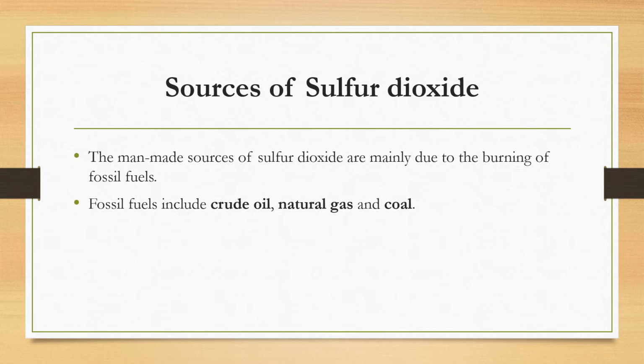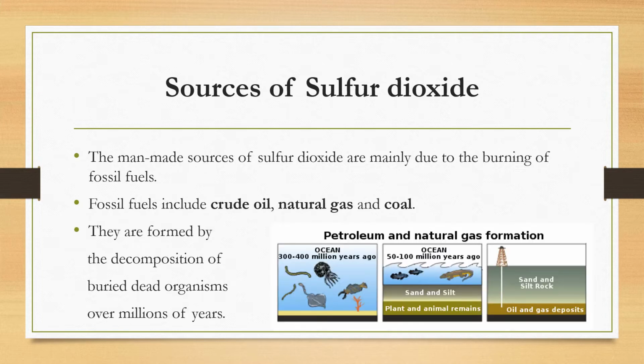So let's find out how fossil fuels are formed. Dead sea plants and animals were covered by layers of silt and sand. Over millions of years, the remains were buried deeper under the layers of rocks and were turned into crude oil and gas. Coal is formed in a similar way by dead plants trapped underground millions of years ago.